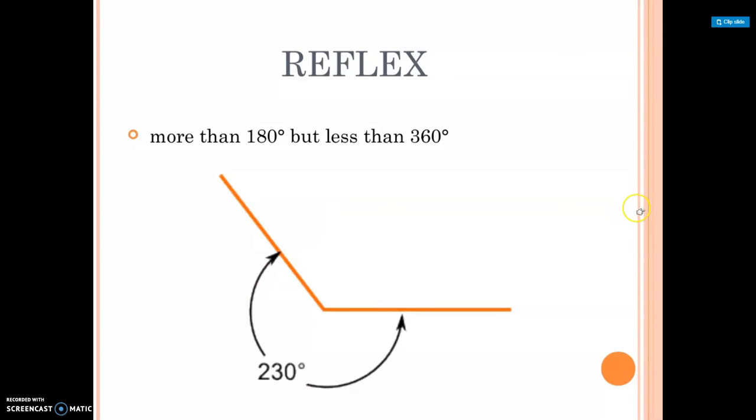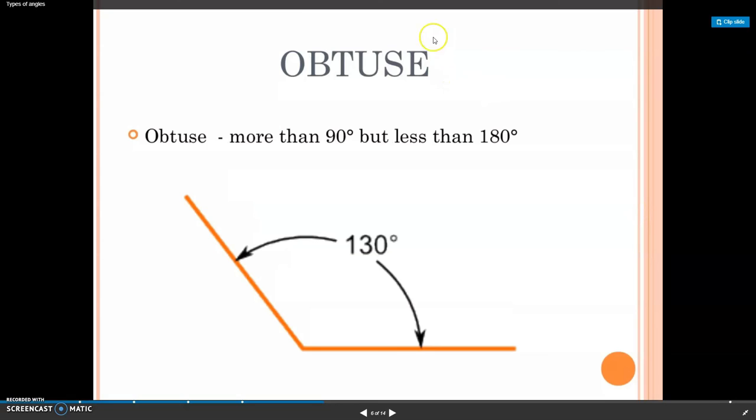All right. Not going to do reflex, so I'm going to skip that. Now, obtuse. Okay, obtuse means bigger than 90. So that 90 degrees would be right here. It opens up a little bit. That's going to be more than 90, but less than 180. 180 is going to be a straight line. We'll talk about that in a second. So that one, write that down for me.